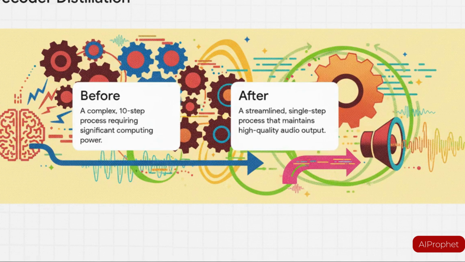And this is where the breakthrough happened. They used a technique called decoder distillation. What that means is they basically took a clunky, super inefficient 10-step process, and they distilled it. They boiled it down to just one single elegant step. And the result? It uses way, way less computing power, but you still get that same high-quality voice.